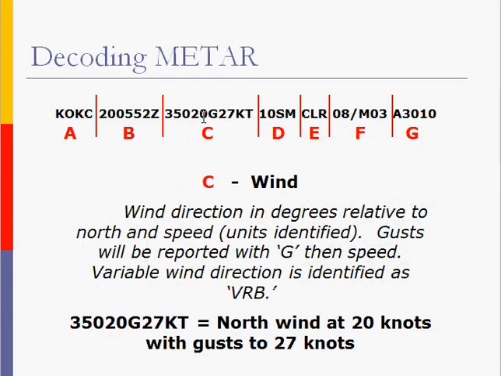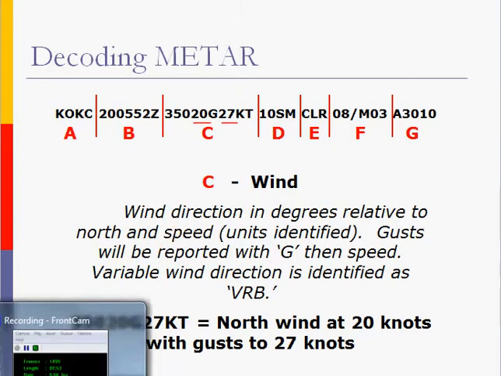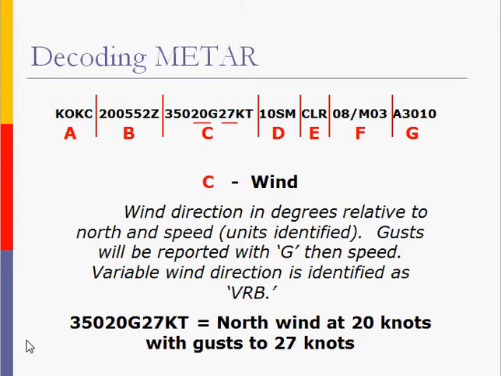And then the next two numbers, after the first three, give the sustained or 1 minute average wind speed. So in this case, 20. And then if there are higher gusts, they are given following G. And here we see G 27 KT, KT meaning knots. So for this observation, there were north winds at 20 knots, gusting to 27 knots. And decoding wind speed and direction, it's pretty straightforward once you get the hang of it.